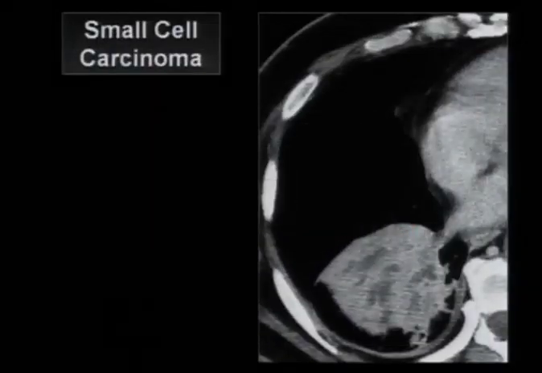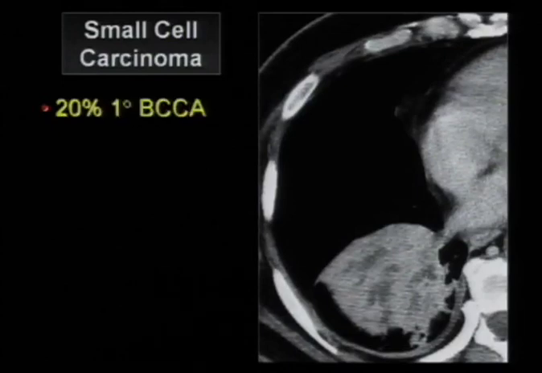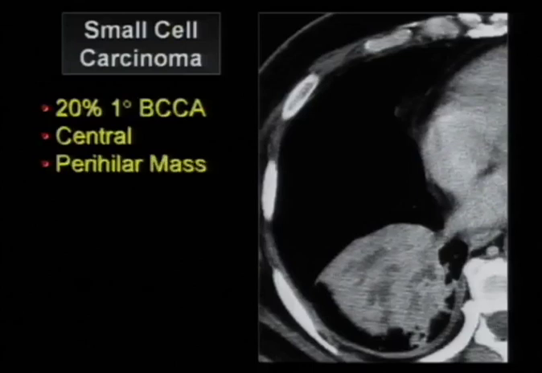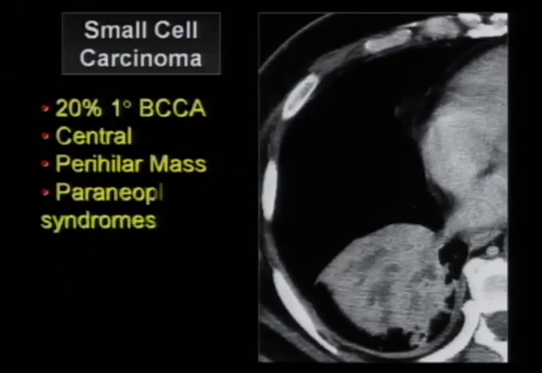Small cell carcinoma is number 3 on our list. Around a fifth or so of bronchogenic carcinomas. Tends to be central in location, and it usually manifests on radiography or CT as a perihilar mass. It's very hard to tell what the primary lesion is and what the lymphadenopathy is, where one starts and the other leaves off. It's usually just a conglomeration of lymph nodes in the hilum and mediastinum.